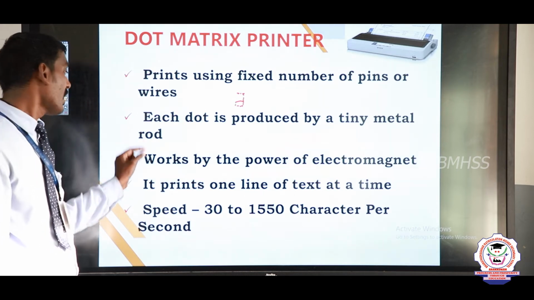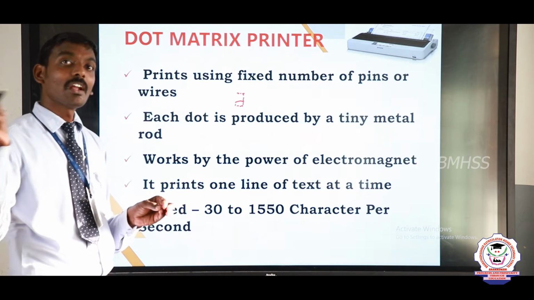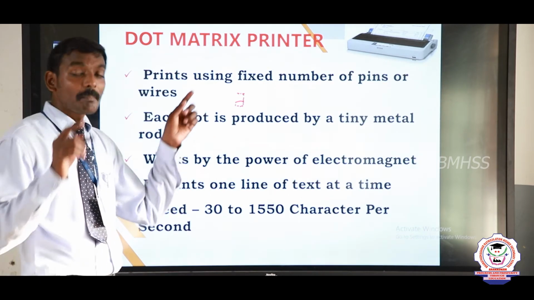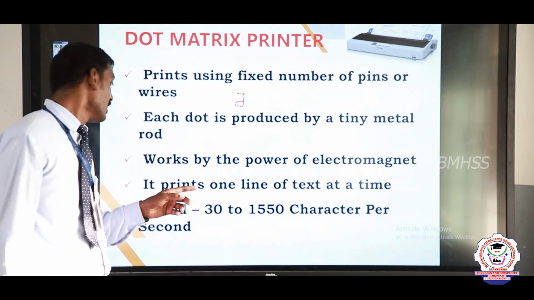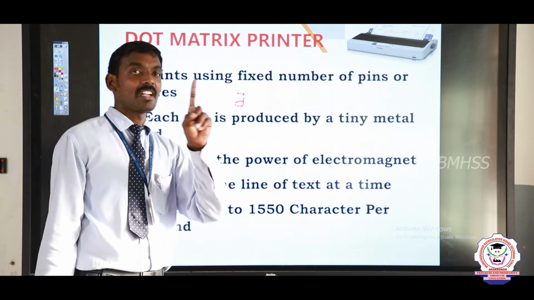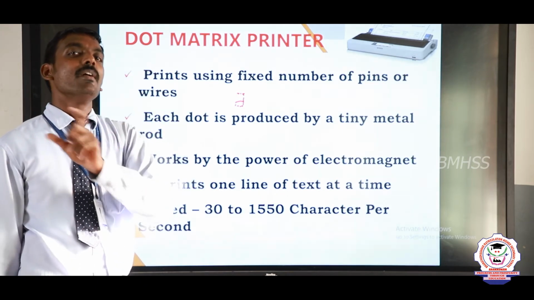Yes, and it works by the power of an electromagnet. With the help of that electromagnetic concept, the pins will work and then the wire, that circuit flow will work and it prints one line of text at a time. In a single time, a single line of text should be printed at a time.